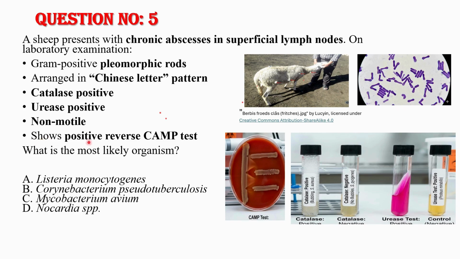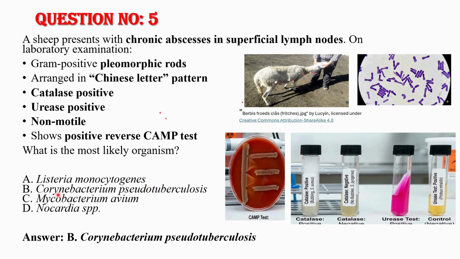Then again, it shows a positive reverse CAMP test. This is a highly specific laboratory test where the organism enhances the hemolysis of Staph aureus. This reaction strongly supports the diagnosis of Corynebacterium pseudotuberculosis. So our answer is Corynebacterium pseudotuberculosis.